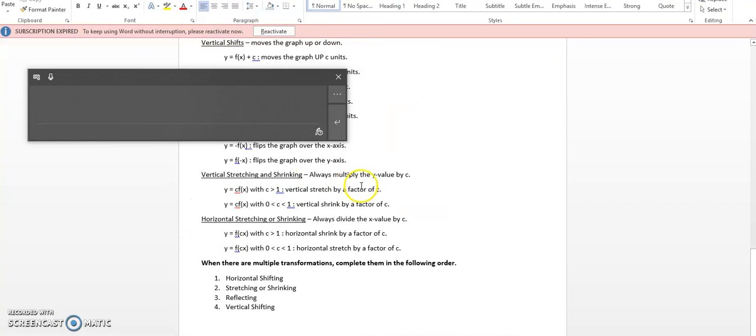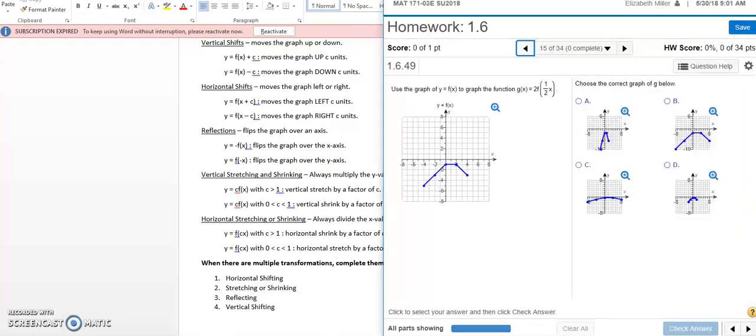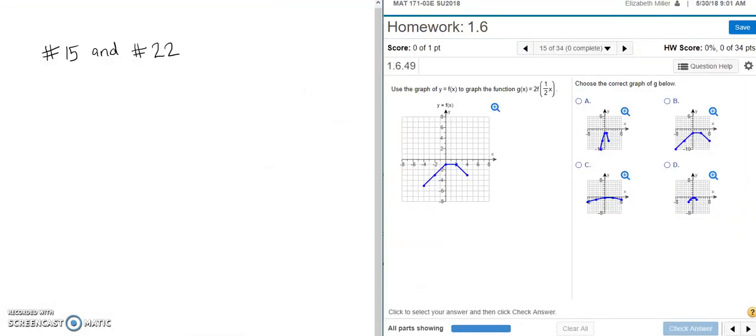So our note sheet says, the constant on the outside, we're going to multiply the y value by the constant because it's going to stretch it vertically. It's going to stretch it up and down. And the constant on the inside means we're going to divide the x value by the constant. So you got to pay attention to these rules because you got to do the right thing. So we're going to multiply the y value by 2, and we're going to divide the x value by 1/2.